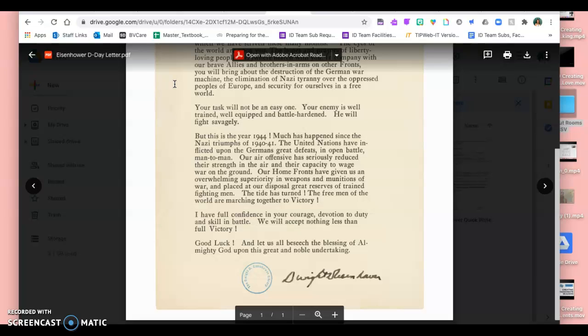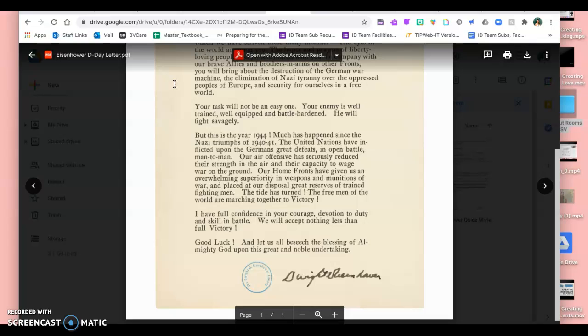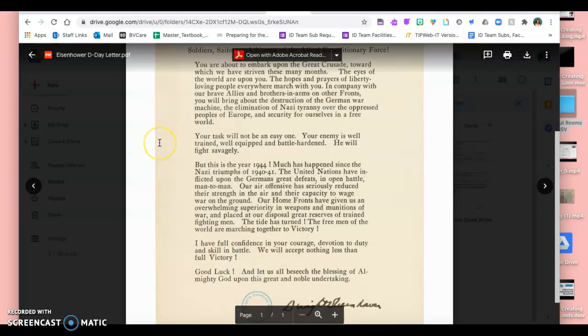But this is the year 1944. Much has happened since the Nazi triumphs of 1940 through 41. The United Nations have inflicted upon the Germans great defeats in open battle man-to-man. Our air offensive has seriously reduced their strength in the air and their capacity to wage war on the ground. Our home fronts have given us an overwhelming superiority in weapons and munitions of war and placed at our disposal great reserves of trained fighting men. The tide has turned. The free men of the world are marching together to victory. I have full confidence in your courage, devotion to duty, and skill in battle. We will accept nothing less than full victory. Good luck, and let us all beseech the blessing of Almighty God upon this great and noble undertaking.